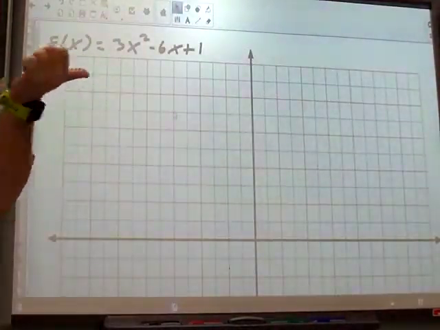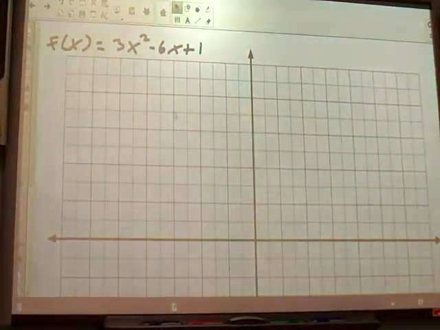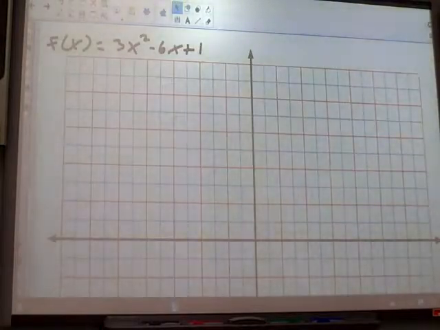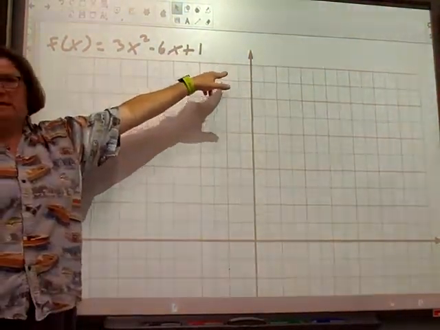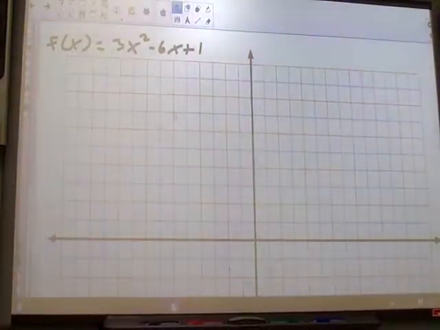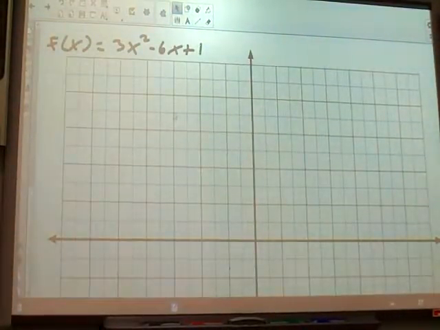Intercept form will have those two parentheses. I don't see two parentheses. So the only other choice is standard form. Does this look like standard form? Yes. Yep, I got ax squared, bx, c. So this is standard form. Standard form is pretty common.